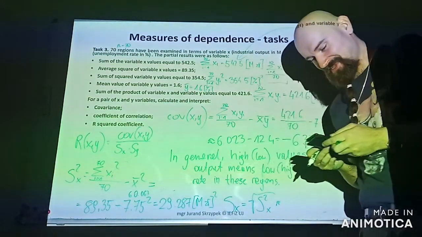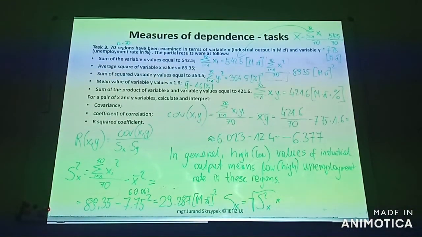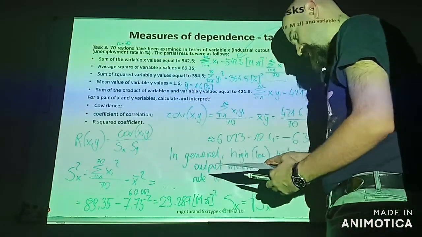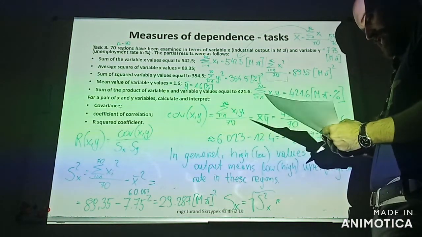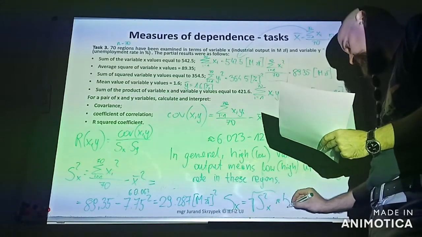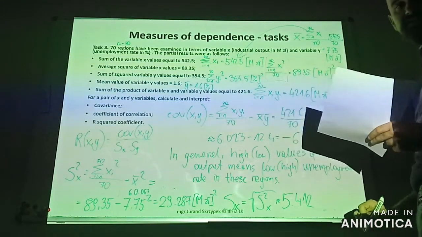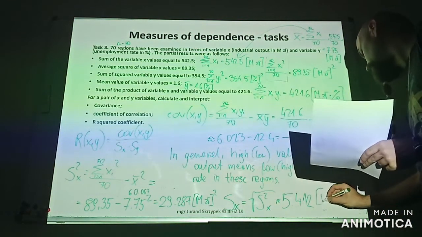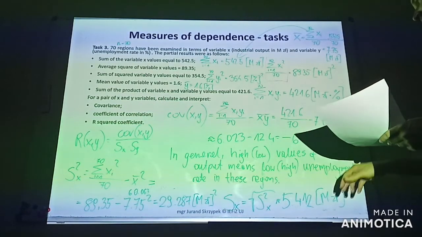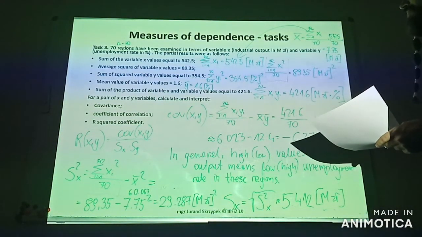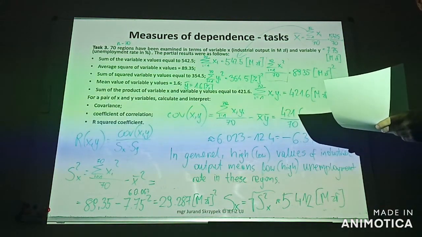Okay, but my calculator abilities end here. Dear Excel, my old friend, the standard deviation of the industrial output is approximately 5.412 according to Excel, million zlotys, of course. So it means that the average deviation of industrial output from the mean is around 5.4 million zlotys in the analyzed regions.